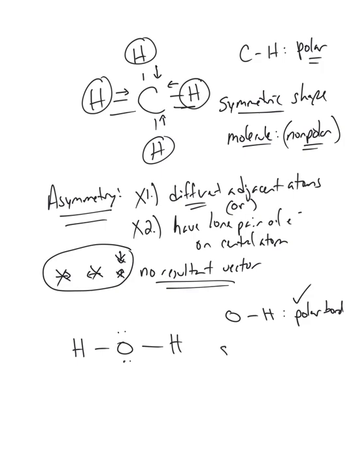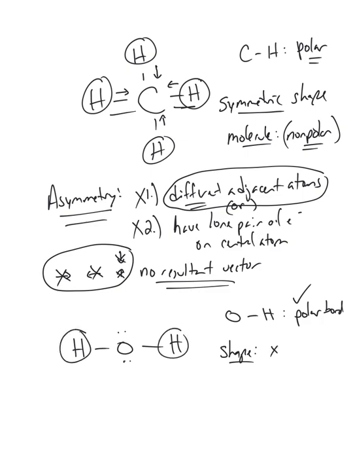Now we're going to look at the shape. Is the shape asymmetric? Are the atoms coming off the oxygen the same, or are they different? They're the same. So that's not good. Second criteria, have lone pairs coming off the central atom. Oxygen does have lone pairs coming off. Since oxygen has lone pairs of electrons coming off of it, it is asymmetric. And because it's asymmetric, now these dipoles don't cancel each other out and the molecule is polar.